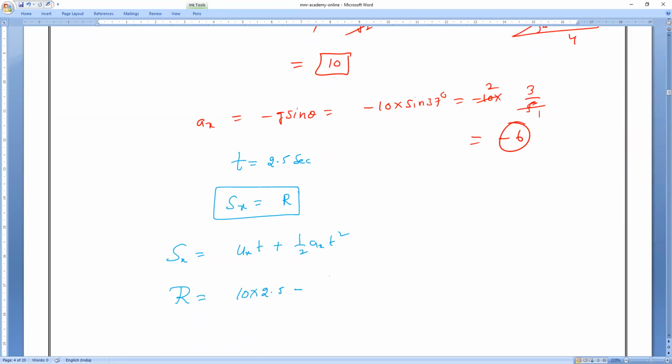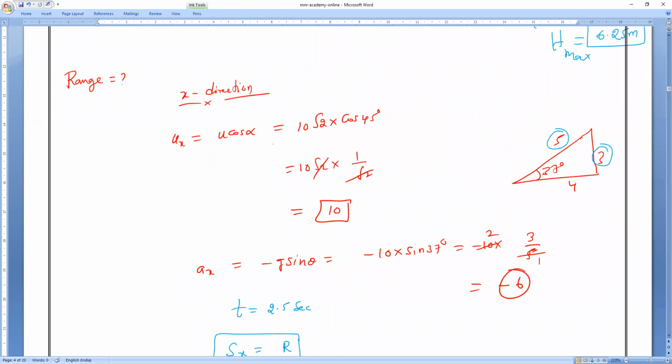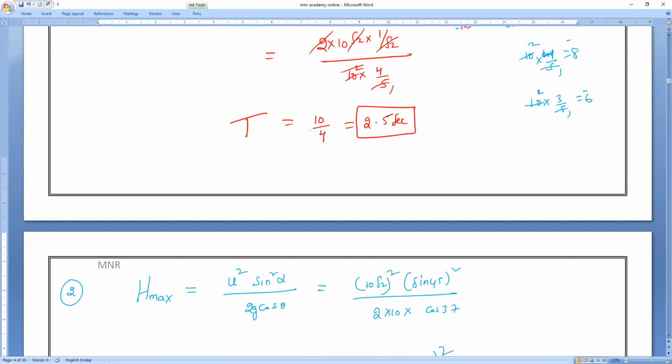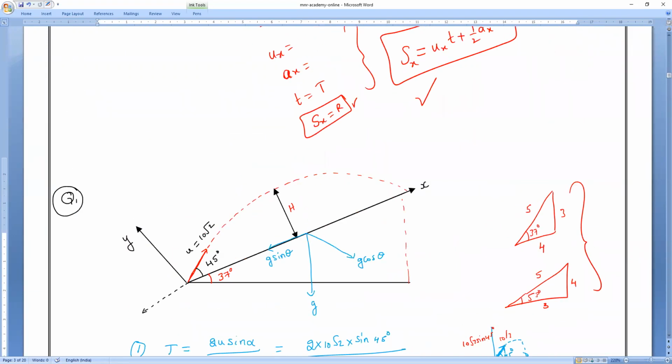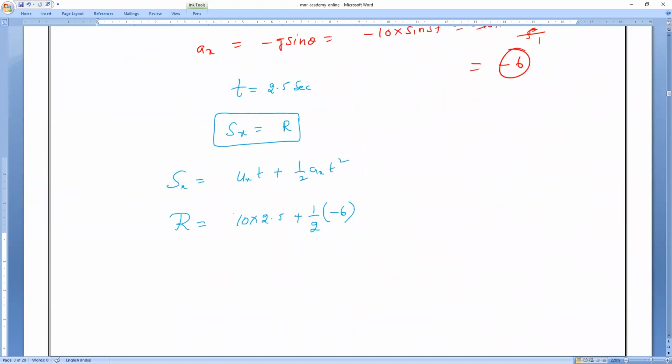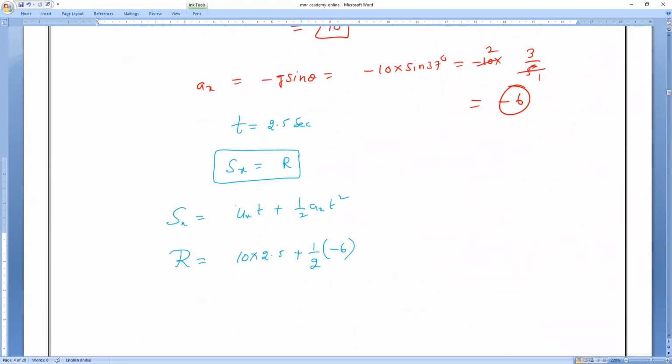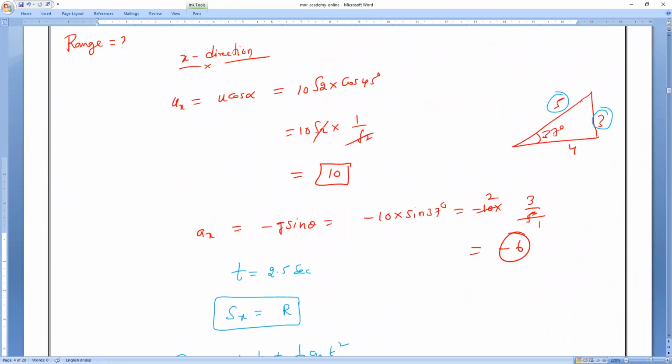Directly I will write the acceleration here as minus 6. If it is confusing, write it out. So is the acceleration 10 or minus 6? Minus 6, be careful. The body is projected with 10 root 2, but I have taken the initial velocity as 10 because I calculated it here. Is it clear? Understood?